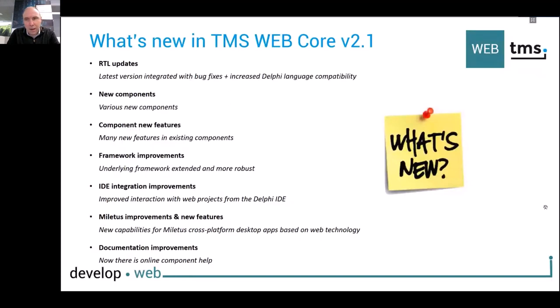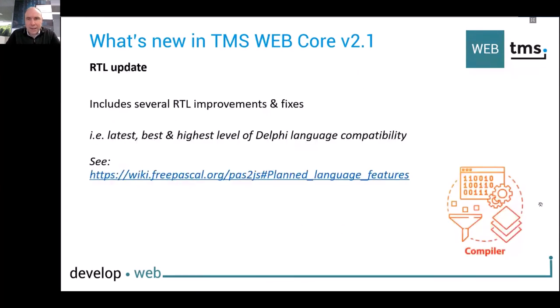New components that are added for 2.1, new component features, underlying framework improvements, also the integration into the Delphi IDE. We did numerous improvements. We also have Miletus, which is our framework to create native desktop applications. Also there are several improvements. And finally, last but not least, also in the area of documentation, we did a lot of work for version 2.1.